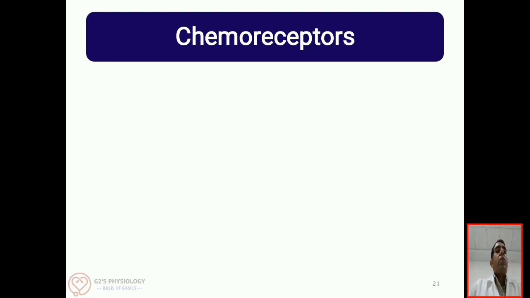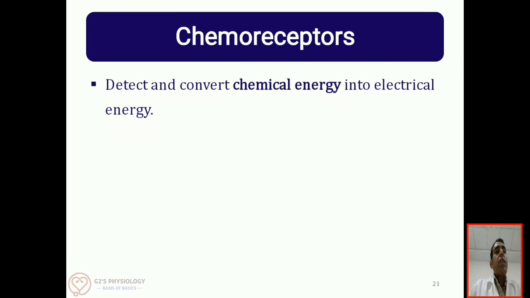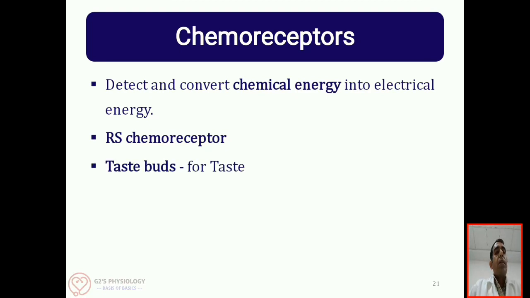Now the second type of receptor based on the adequate stimulus is the chemoreceptor. They detect and convert chemical energy into electrical energy. So here the type of stimulus is chemical. Examples are the respiratory chemoreceptors that you already studied in respiratory physiology, and taste buds, which are the taste receptors.